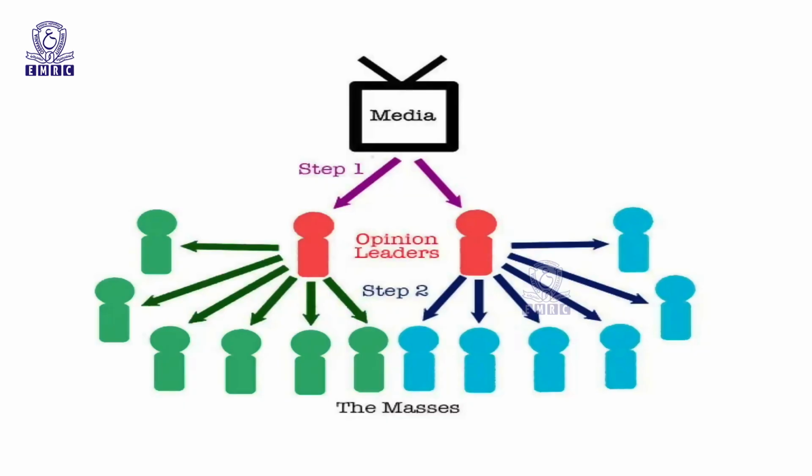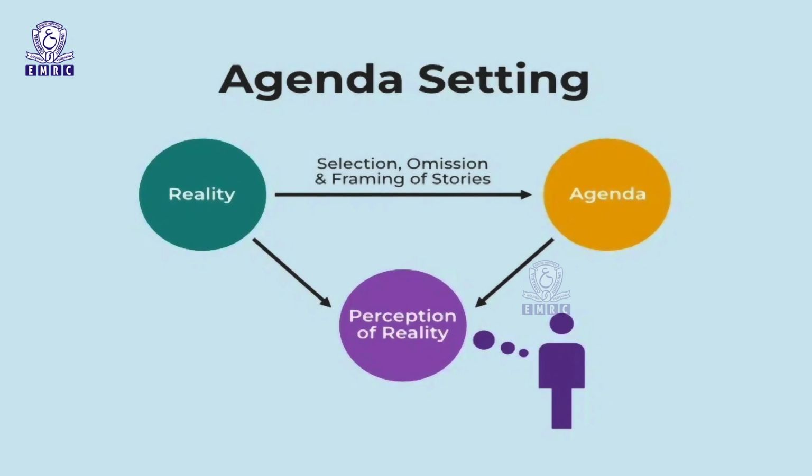The hypodermic needle model might offer a simplistic view of media effects, but it falls short in capturing the complexities of audience reception, particularly in the context of propaganda. Modern communication theories such as the two-step flow of communication and agenda setting theory provide more nuanced perspectives that consider the active role of the audience and the influence of various contextual factors in shaping media impact.